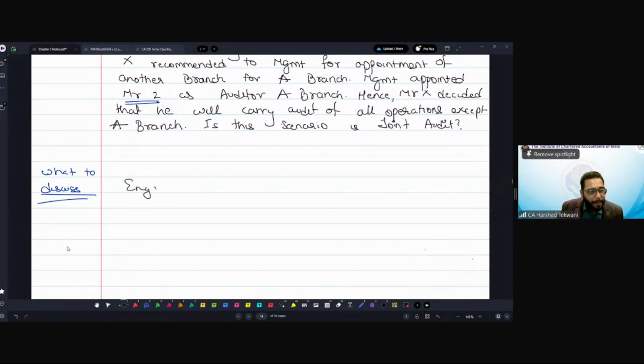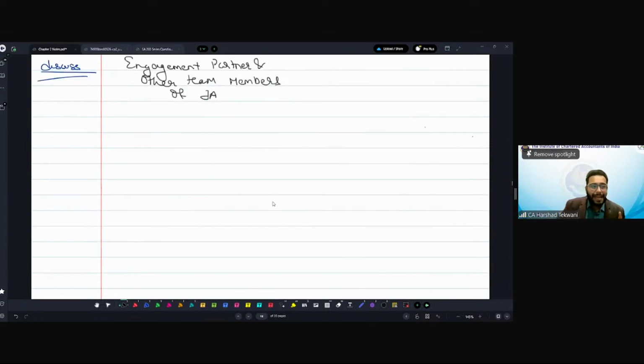So engagement partner, of joint auditors. That is the first thing we need to understand. Then the second thing we need to understand is that joint auditors are required to establish overall strategy.